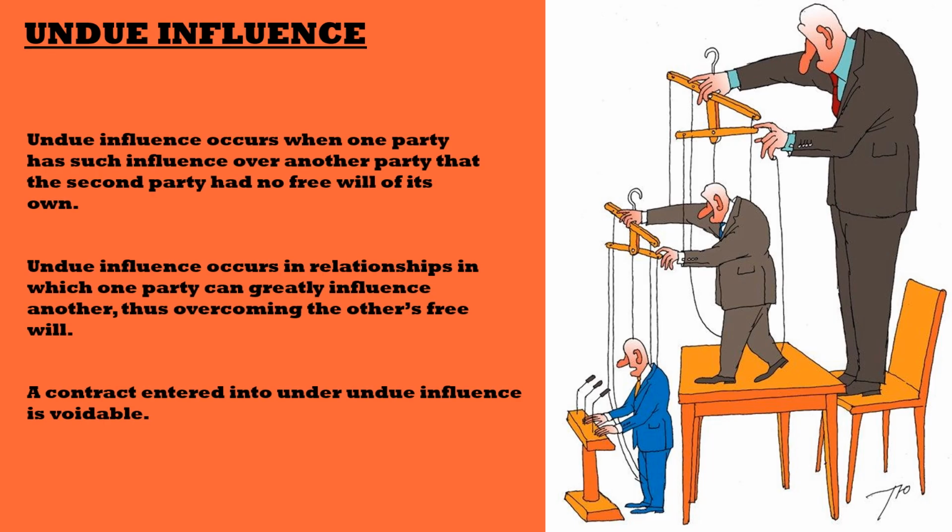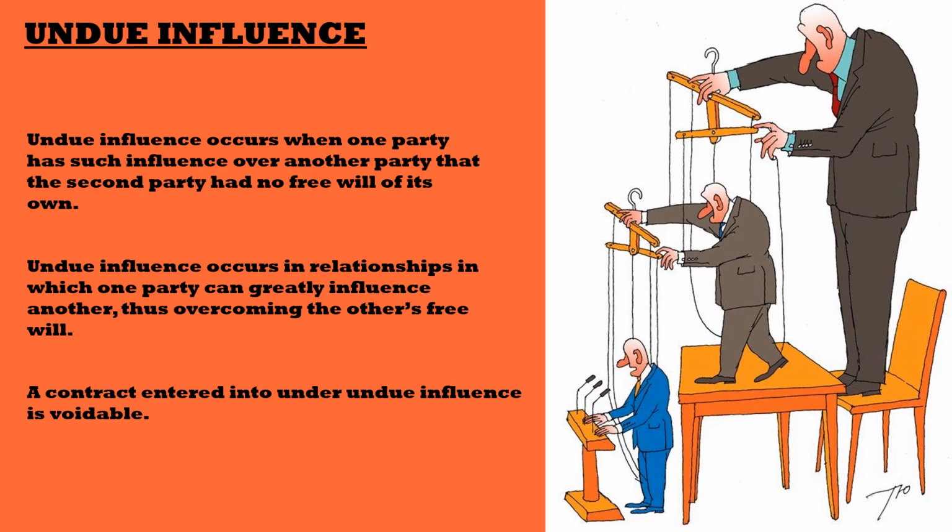Now let's talk about undue influence for a second, and let me give you an example. A lot of times you see undue influence with a parent and a child. Why does the child do what the parent tells him or her to do? Because that's mommy or that's daddy. Mommy, I don't want to. You have to. Why? Because I said so.